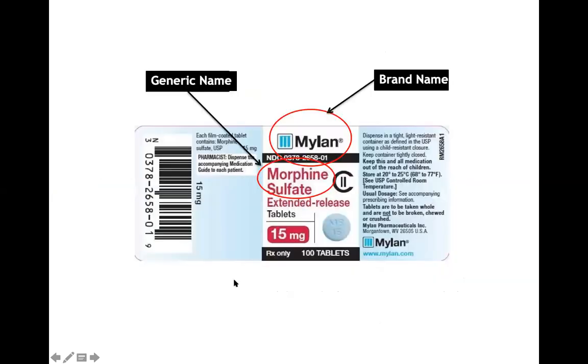Okay. So if we see a tablet, this is a morphine sulfate tablet. This morphine sulfate is the generic name. That means it is morphine. And Mylan is the brand name. The morphine comes with other names also. Mylan is the brand name.